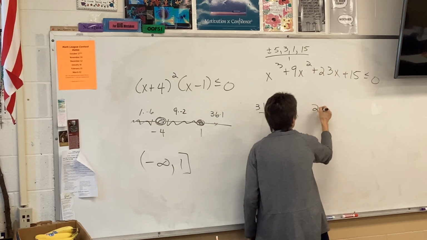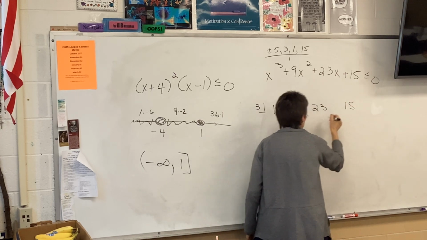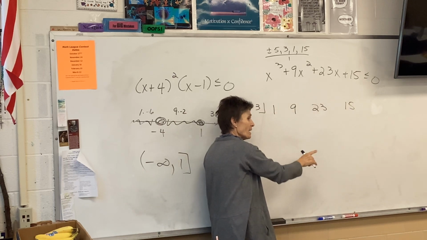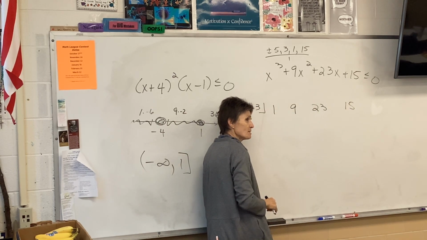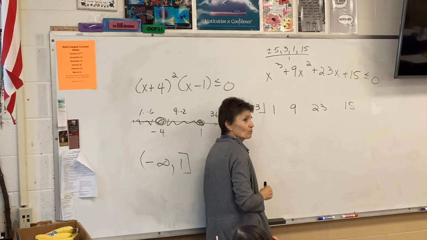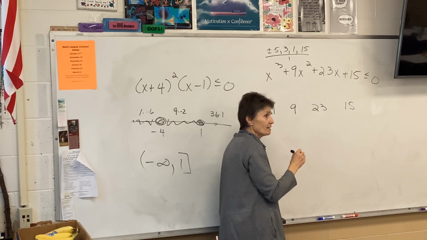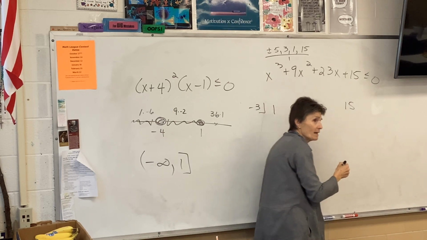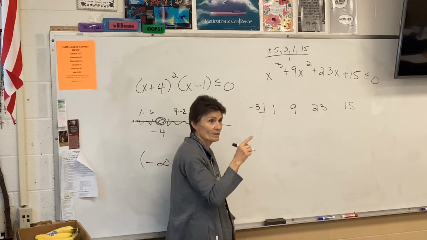Wait a second. Another little thing to consider. See how all these numbers are positive? Is there any way I'm gonna get a 0 with all positives? No, you gotta try -3. Do you understand what I'm saying? If I do a positive, isn't everything gonna stay positive? Bigger, yeah. And it's never gonna be 0, so I'm gonna go ahead and try -3.